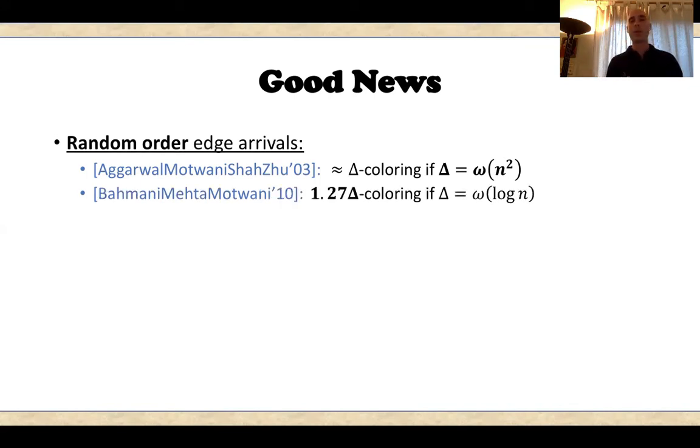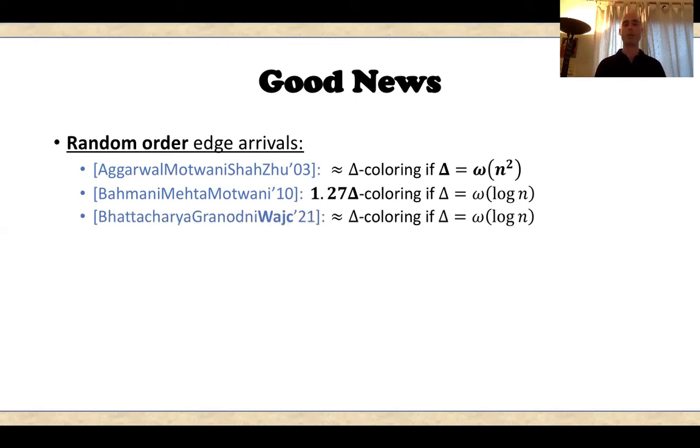In subsequent work, Bahmani et al. showed that you can still outperform the greedy algorithm even for simple graphs with only super logarithmic max degree. And earlier this year in SODA, together with Bhattacharya and Grandoni, we showed that you can achieve the best of both worlds, getting essentially an optimal edge coloring, so roughly delta coloring, for any super logarithmic max degree under random order edge arrivals. So for random order edge arrivals, the question is more or less resolved up to the exact little o of 1 terms.